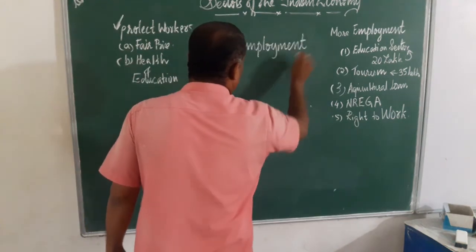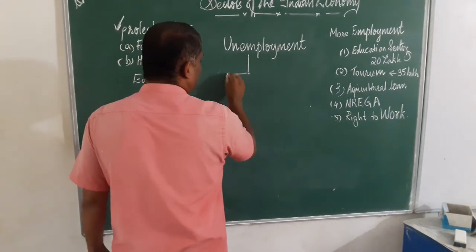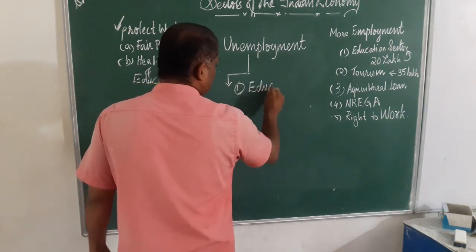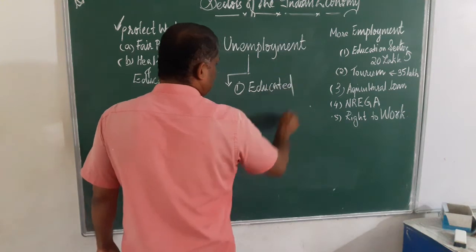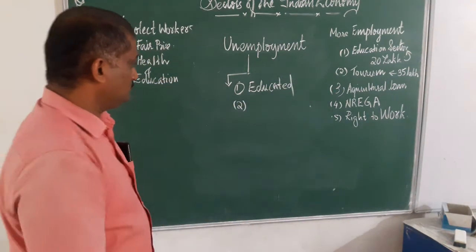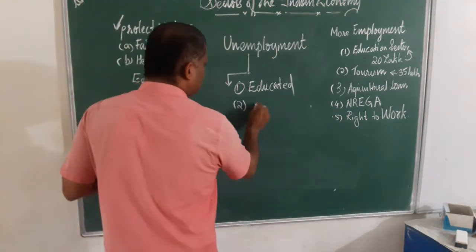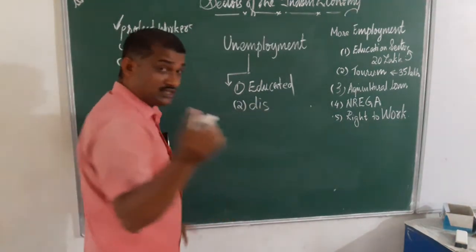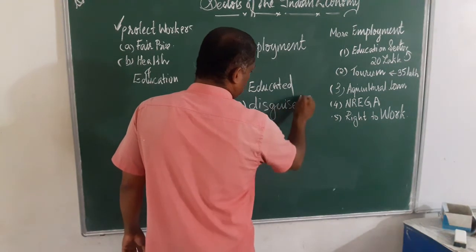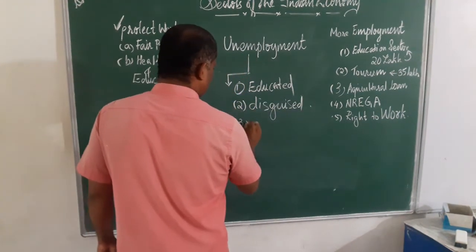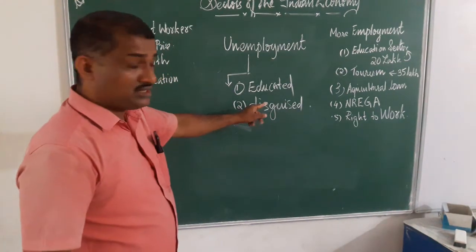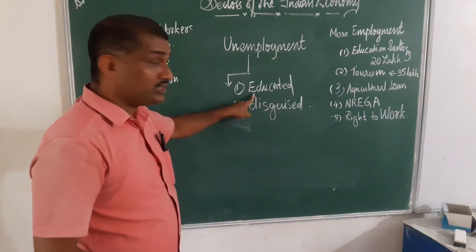If we take unemployment, there are different types. First one, educated unemployment. Second, disguised unemployment, which I already explained earlier. So mainly educated unemployment and disguised unemployment. I want to explain educated unemployment.